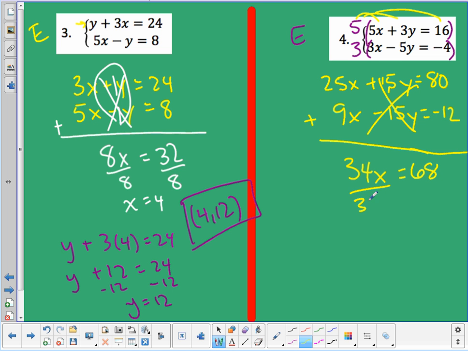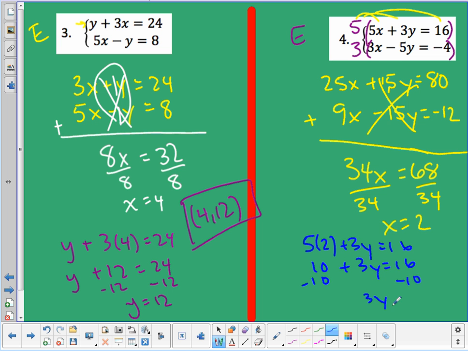Dividing both sides by 34, I end up with x equaling 2. So now let's plug that back into one of our original equations and find the y value. So I have 5 times 2 plus 3y is equal to 16. That's 10 plus 3y is equal to 16. Subtract the 10. 3y is equal to 6 and divide by 3. I get y is equal to 2. So the solution to this system is 2 comma 2.